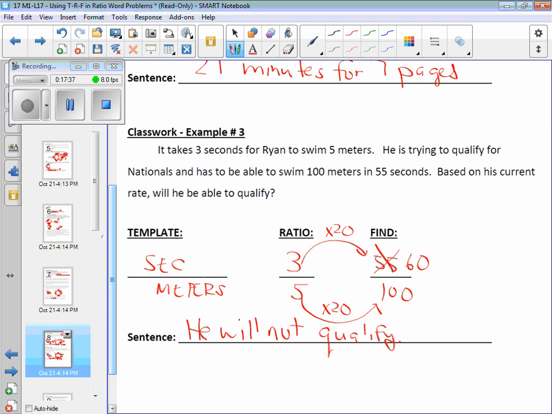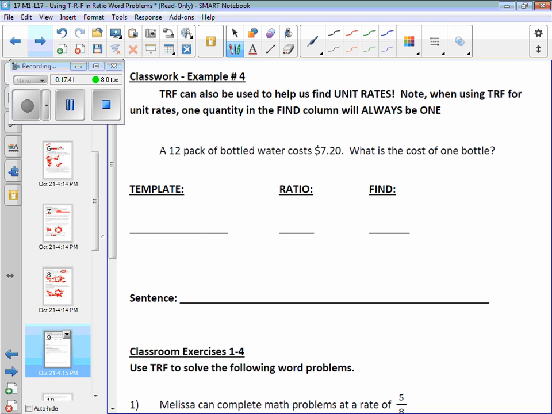All right, one more together, and then I'm going to tell you how we're going to break up. You can also use template ratio find to do unit rates like we did yesterday, although I really think the way you did it yesterday is the easier way. I'll at least show you how it can be set up. Read through it and tell me what the template should be, which is a little tricky.